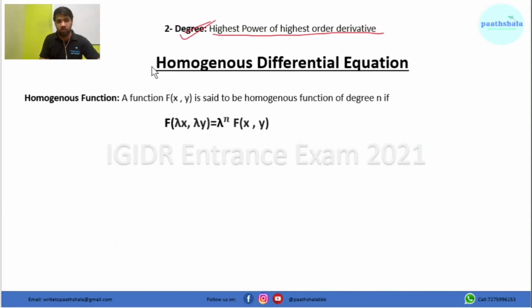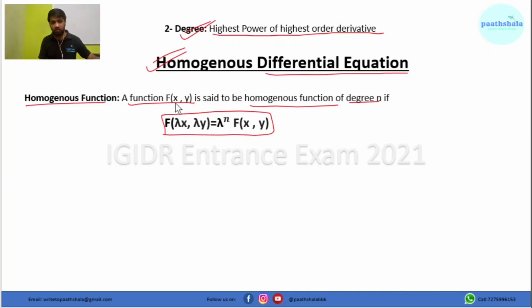Now let's talk about what a homogeneous differential equation is. To understand this, first we need to understand what a homogeneous function is. A function f(x,y) is said to be a homogeneous function of degree n if it is represented in this form: f of lambda x comma lambda y, that is, if I replace x with lambda x and y with lambda y, then some power of lambda can be taken common from the whole expression, and this comes out to be lambda to the power n times f(x,y).